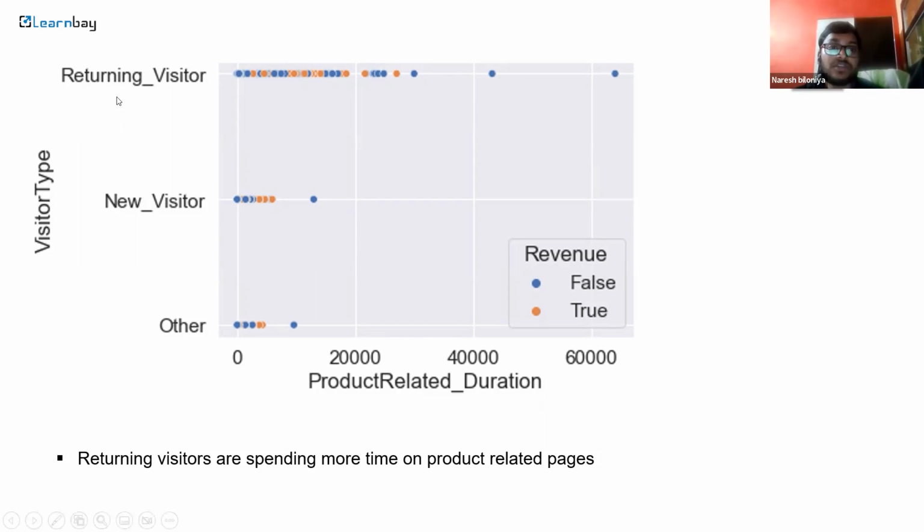But returning visitors are spending time, means they are comparing the products, reading the descriptions, reading the reviews. So they are spending more time, but the conversion rate is less. It means there is some strategic mistake we are making with these visitors. So here is the area of improvement for our research team.